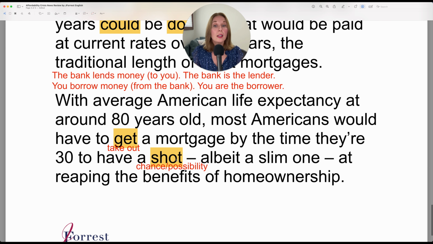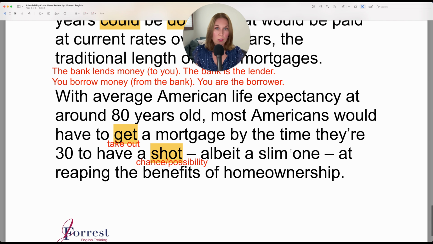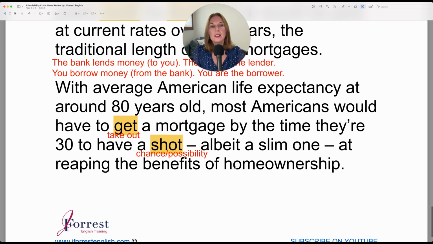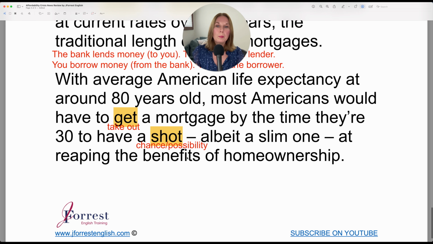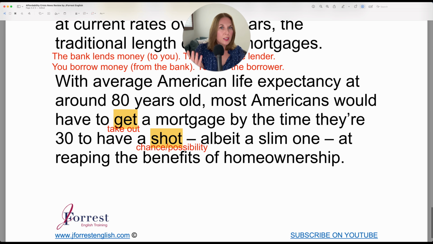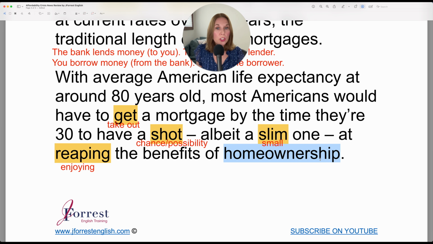So they have a shot, a chance, a small chance at reaping the benefits of home ownership. So if you reap the benefits of something, of course, it means that you get to enjoy. So what are the benefits of home ownership? Your home is an asset, which means you can sell the home and you will make a lot more money because the value of your home is a lot more when you sell it compared to when you buy it. But if it takes you 50 years to pay off the mortgage, that's why they're saying a slim chance, a slim shot. And notice here they have home ownership as one word.